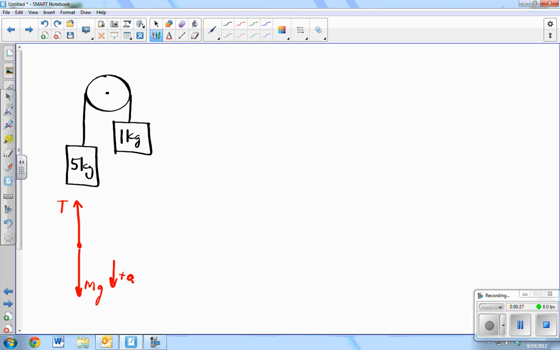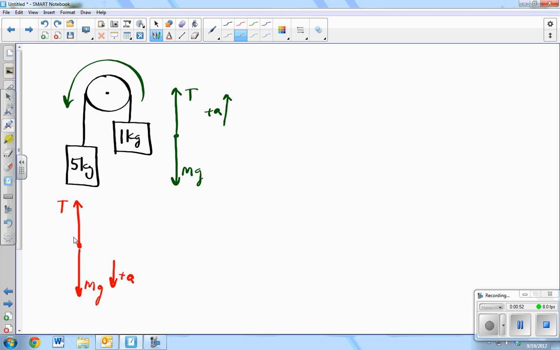The 1 kilogram object, its free body diagram looks awfully familiar. It's the same thing, except tension in its case will be positive because it's going to accelerate upwards. It's going to do this thing. So down over here on the 5 kilogram is positive, up on the 1 kilogram is positive. Now we apply F equals ma.